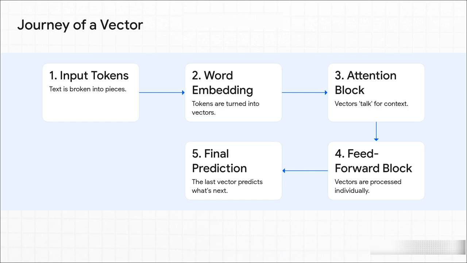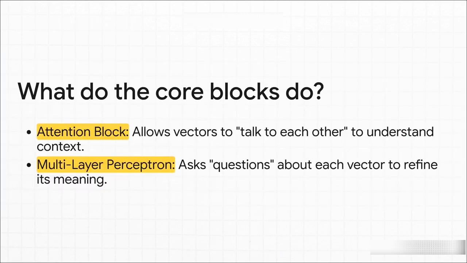The two big ones to know are the attention block and the feed-forward block. And this cycle just repeats over and over and over again. So what do these blocks actually do? Well, you can think of the attention block as the place where the vectors get to look around and talk to each other. They figure out which other words in the sentence are important for understanding their own meaning.